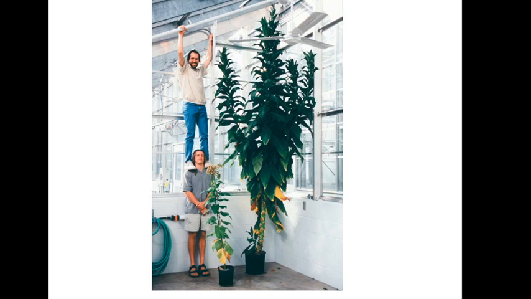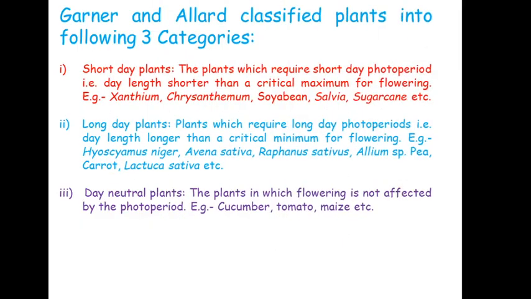tobacco plant. Right. So from the experiment they conducted in 1920, Garner and Allard classified plants into 3 different categories. They named them as short day plants, long day plants, and day neutral plants. Now let us try to define what are short day plants, what are long day plants, and what are day neutral plants. These definitions were given by Garner and Allard.